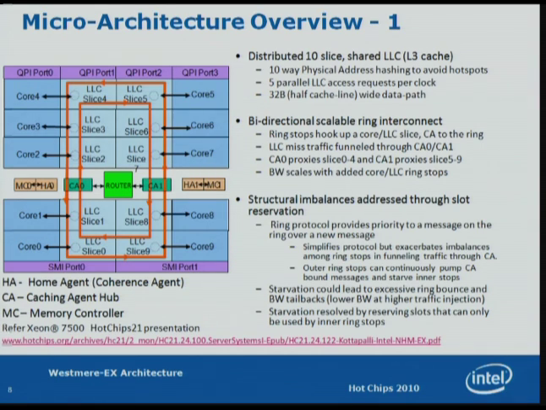So if you look at the microarchitecture, like I said earlier, it has 10 cache slices, which are a shared cache distributed across 10 slices. The physical address itself is hashed 10 ways to avoid hotspots. And on every cycle, you can have up to 5 last level cache accesses happening in parallel. And the data path width to each slice is 32 bytes, which corresponds to half a cache line, right? And the interconnect itself is a ring interconnect.